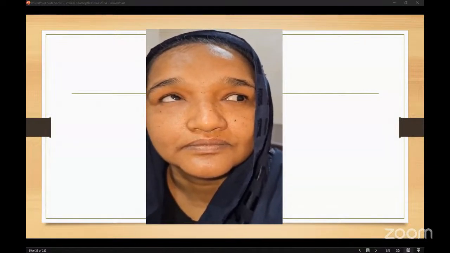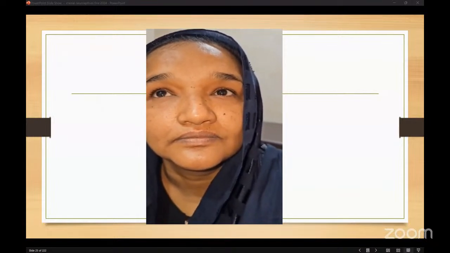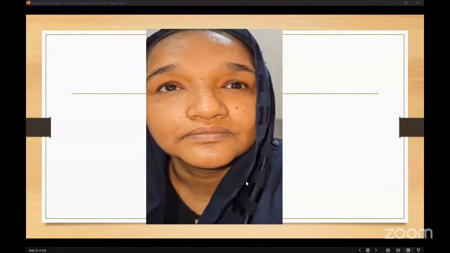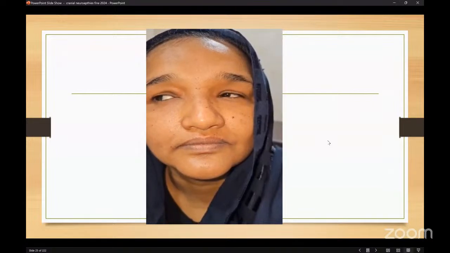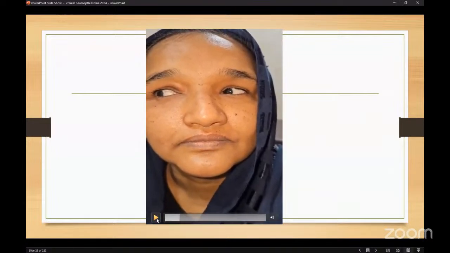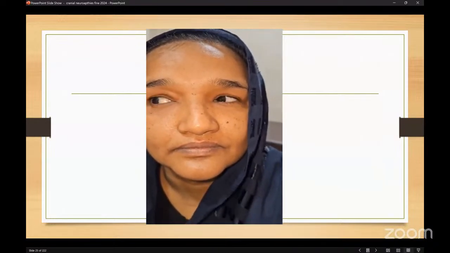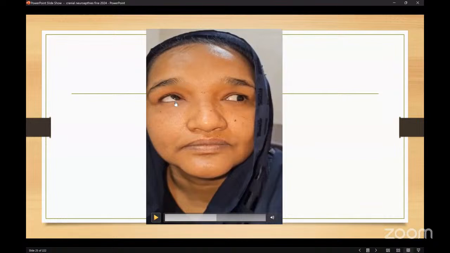Now what do you see? Somebody unmute and answer. Again, you can see here in the primary position also you can notice that the right eye is on the higher side. Now what you can see here, that on adducting, the right eye is going much higher.